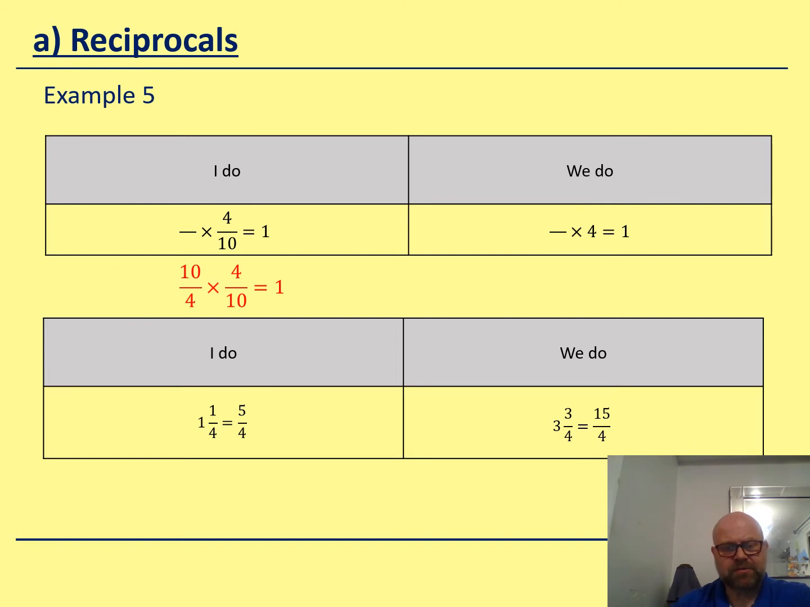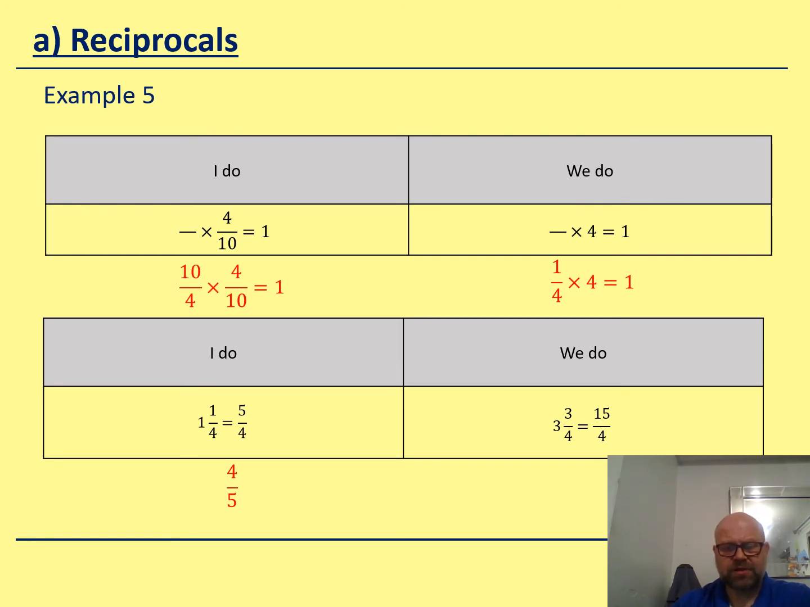Well, to find the reciprocal of 1 1/4, we need to turn it into an improper fraction. And it's 4 over 5. Okay, you can't turn it into a reciprocal without putting it into an improper fraction. So what fraction do you have to multiply 4 by to get 1? It's a quarter. So you do the next one.